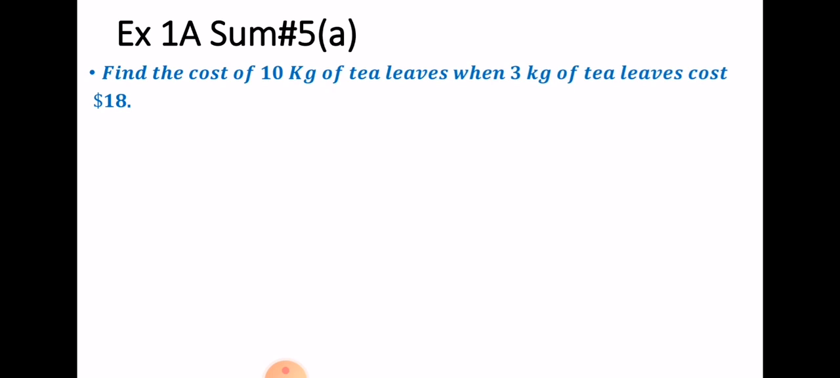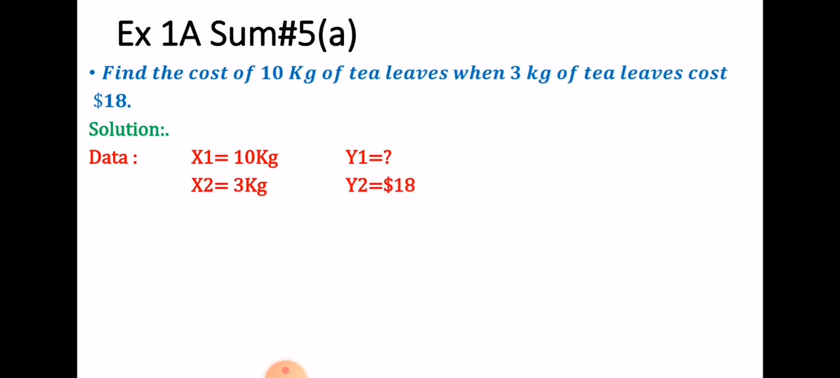Here he says that we have to find the cost of 10 kg of tea leaves, whereas the cost of 3 kg of tea leaves is given, that is equal to $18. We have to solve this question with the help of the unity method. So given data is, let's suppose the mass of leaves is equal to x and the price of leaves is equal to y. So x1 means first weight, which is given that 10 kg, but the first price is not given. We have to find the price of 10 kg, that is y1, and x2 is 3 kg, and y2, the price of 3 kg of leaves, is $18.